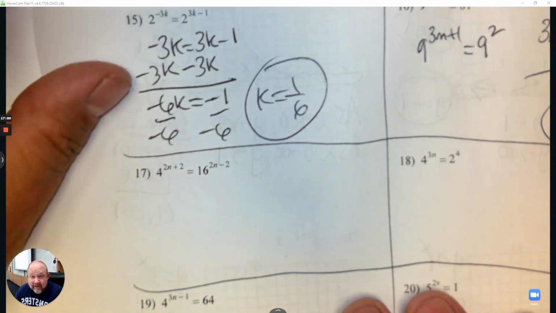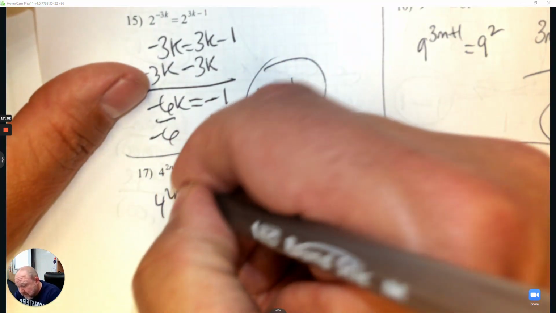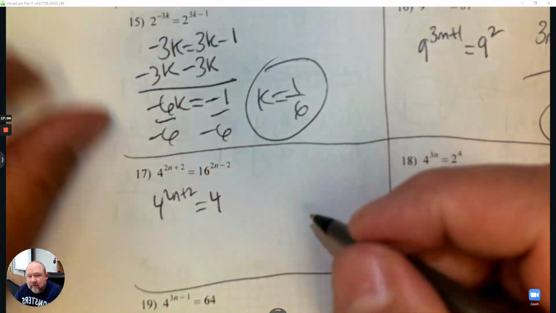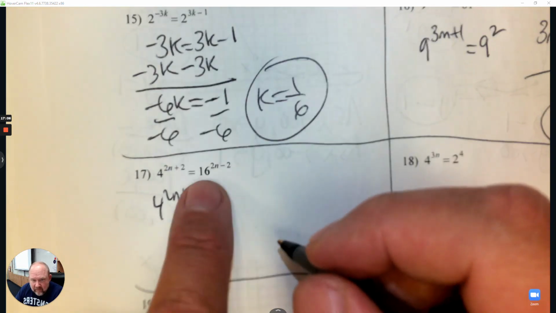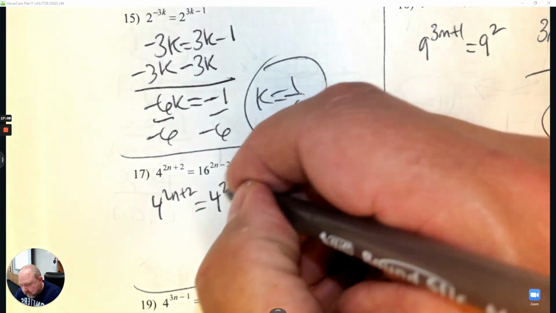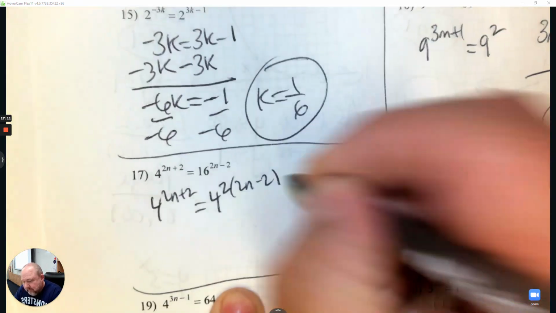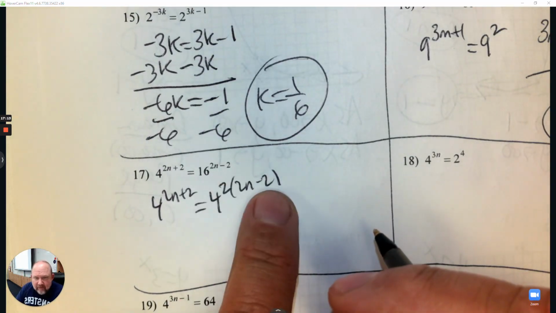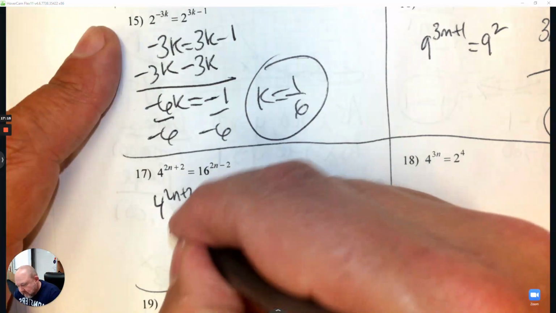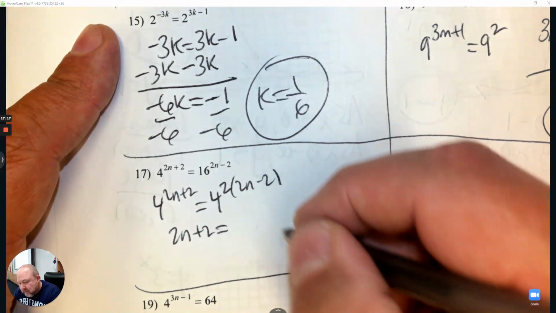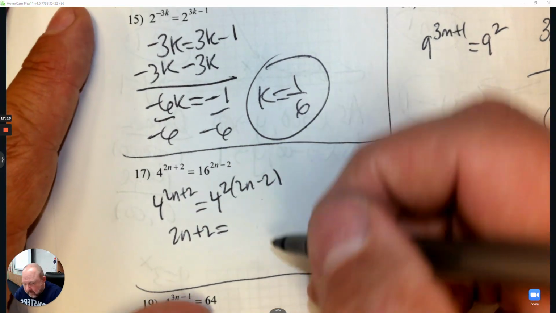All right, number 17. Again, the bases are not the same. So 4 to what exponent is equal to 16? So that's 4 to the exponent 2. The exponent that was already there, they're going to multiply together. So on this side, I have 2n plus 2. And then on the other side, to answer this, we're going to distribute.